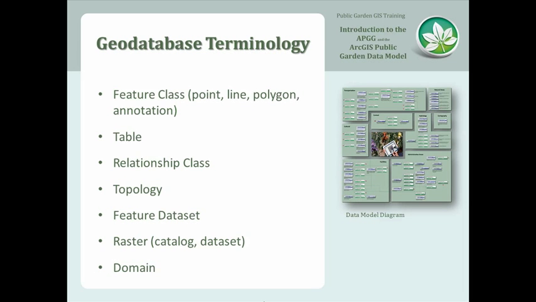Another object in the database is called a table, and that's just like a regular database table. So it's kind of like a feature class without geometry, so it's just a table that has rows and columns and different information in it. And then we have relationship classes that basically connect feature classes to other feature classes, or connect feature classes to tables, or connect tables to tables.